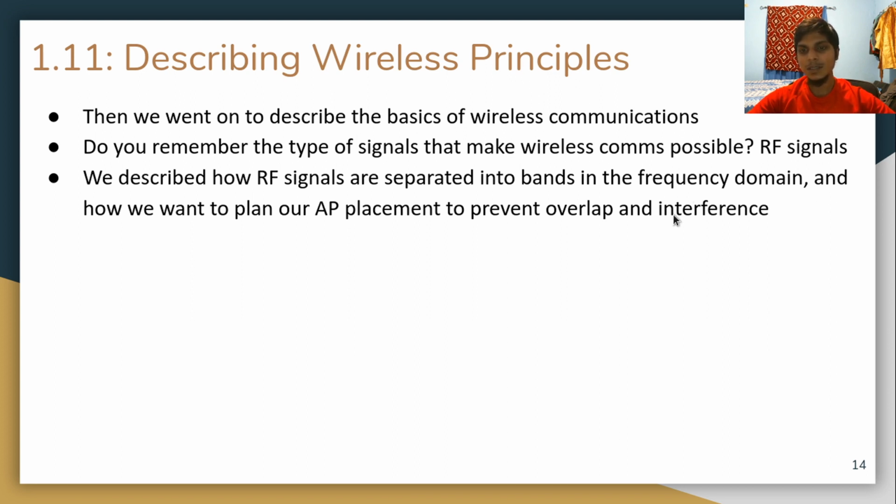So we basically said we transmit signals using these RF signals in free space or in the air, and each signal has a particular frequency. The whole space of usable frequencies in the RF space is separated into a bunch of smaller sections that we call bands. And in networking, we want to plan our access point placement and our Wi-Fi design to prevent overlap and interference. So we don't want to put two access points right next to each other transmitting and receiving on the same frequency bands, because then they produce a lot of interference.